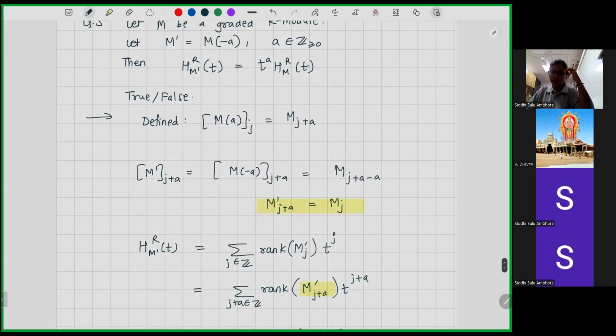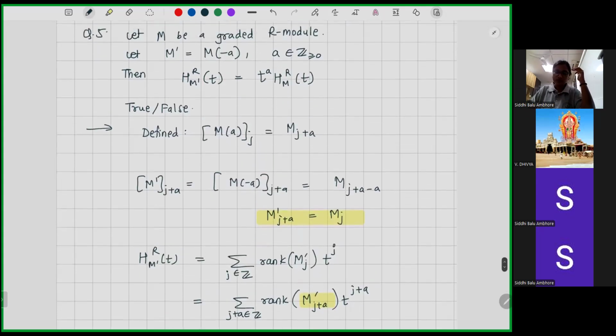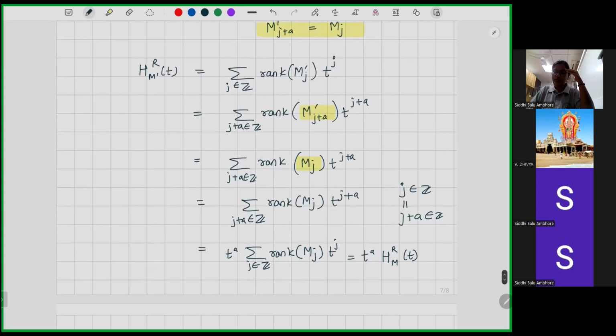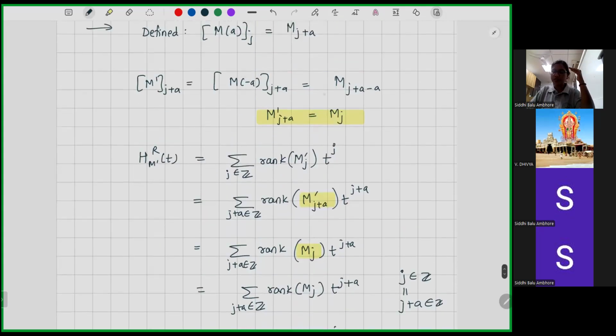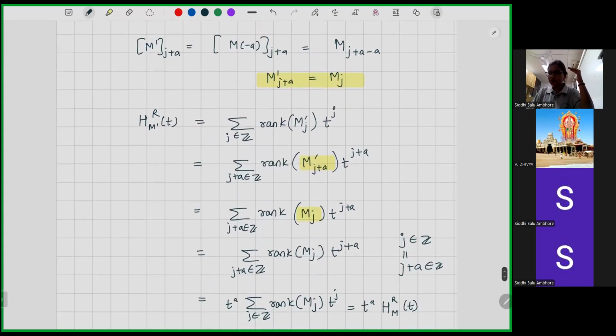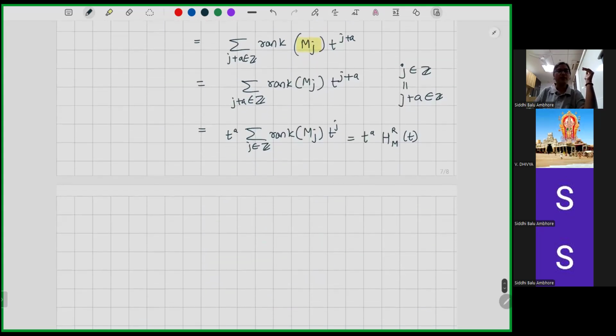Is this okay? We had to just observe this first part, and we got this t power A times, by definition, the Hilbert series of M. Okay, great. Let us move to the next question.